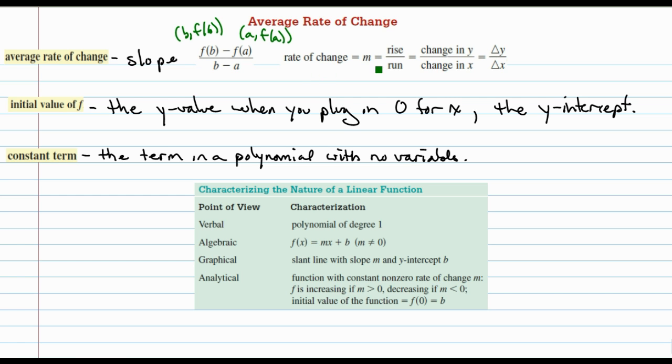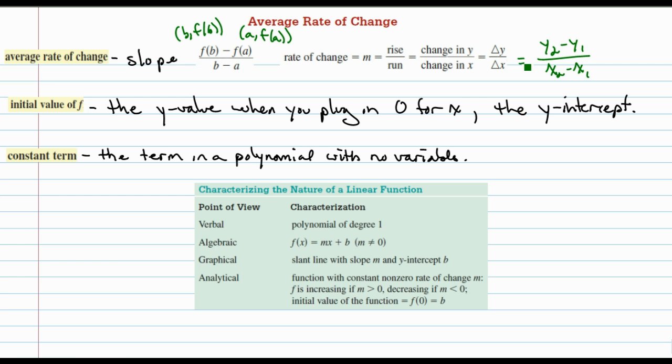Average rate of change is also m, or rise over run, or the change in y over change in x. That little triangle, or delta y over delta x, they all mean the same thing. Average rate of change, slope, y2 minus y1 over x2 minus x1.